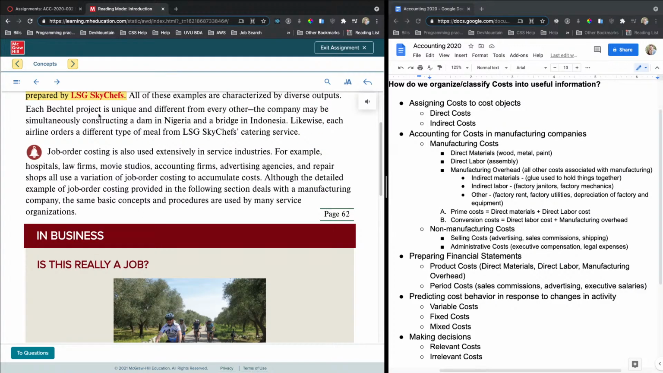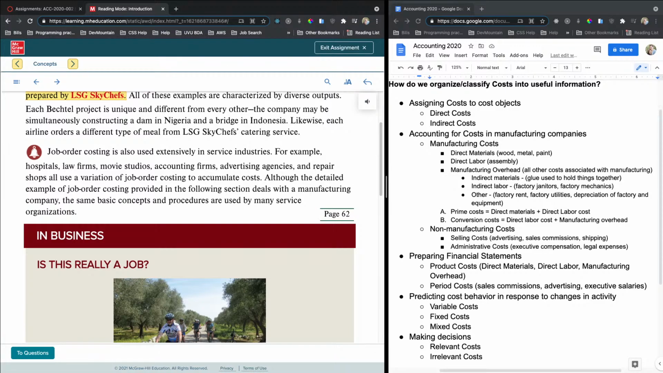Each Bechtel project is unique and different from every other. The company may be simultaneously constructing a dam in Nigeria and a bridge in Indonesia. Likewise, each airline orders a different type of meal from LSG Sky Chef's catering service. Job order costing is also used extensively in service industries.